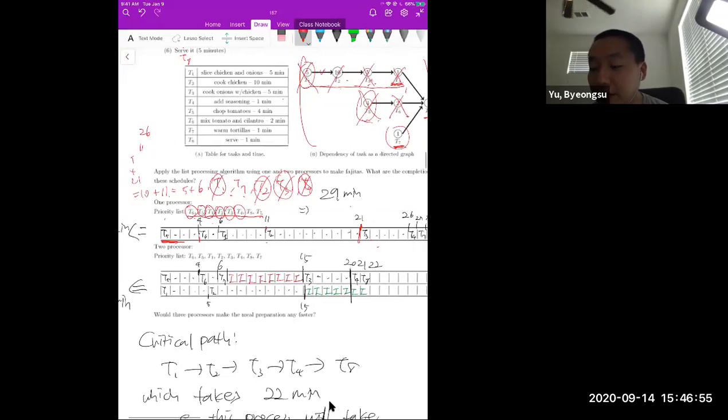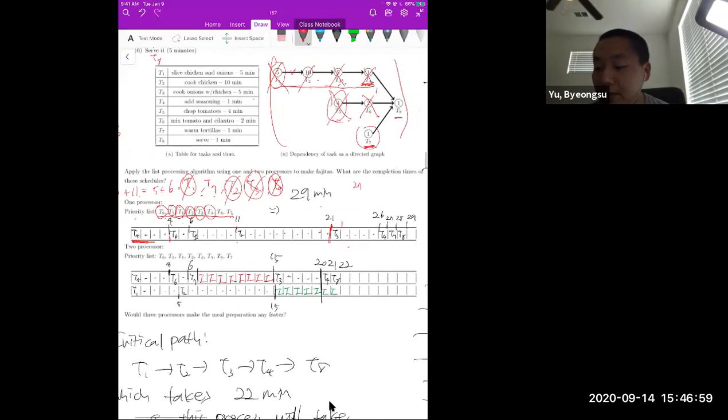And then T4 takes 1 minute. So after 1 minute, 27 minutes. Now you need to do T7 because this is already a ready job. And T7 takes 1 minute. And then you can do T8 to complete the job, and it also takes 1 minute. So that's why you get 29 minutes in total.